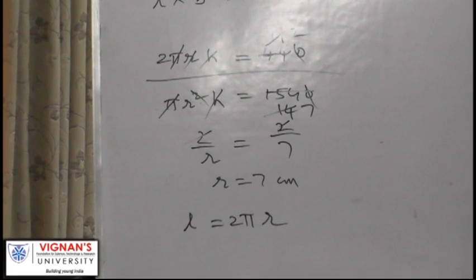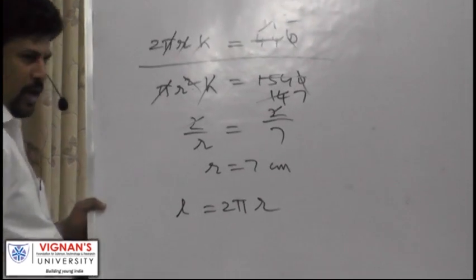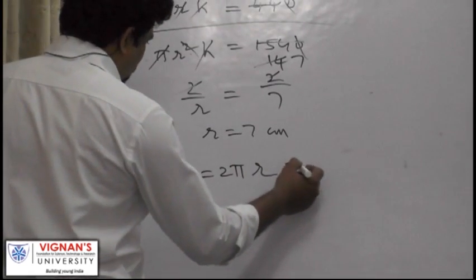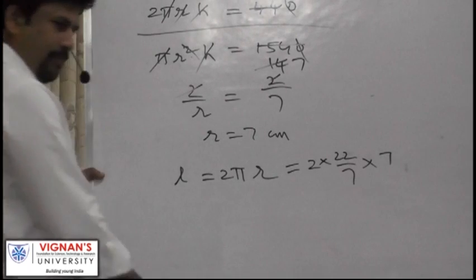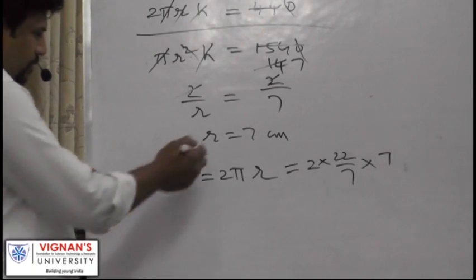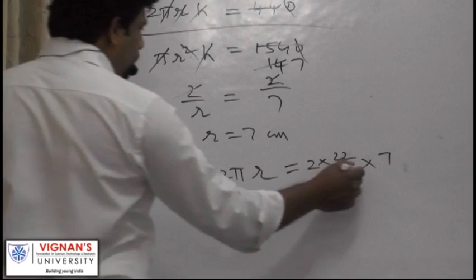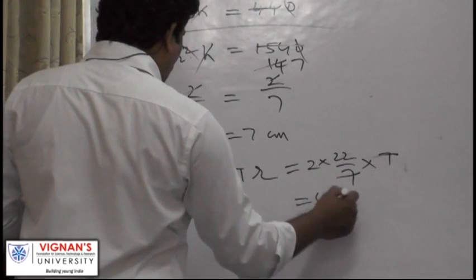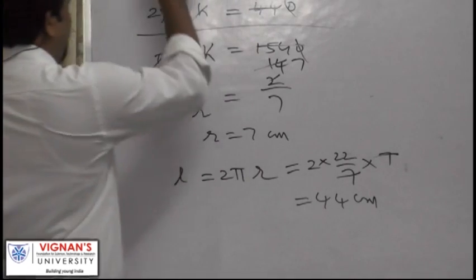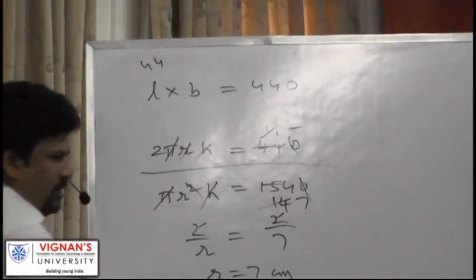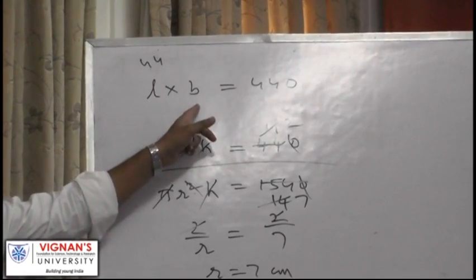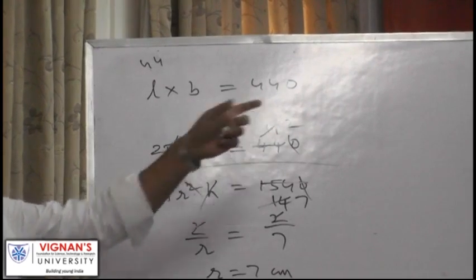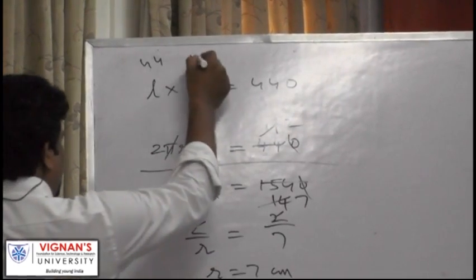I know r, and we also know that the length of the sheet is nothing but the circumference of the base. So it is equal to 2 pi r. Let us find out the length. 2 into 22 by 7 into 7, the radius r value. So what is it? 44 centimeters. If length is 44, what should be the breadth? 10. 44 into 10 gives you 440. So we know that the breadth is 10.